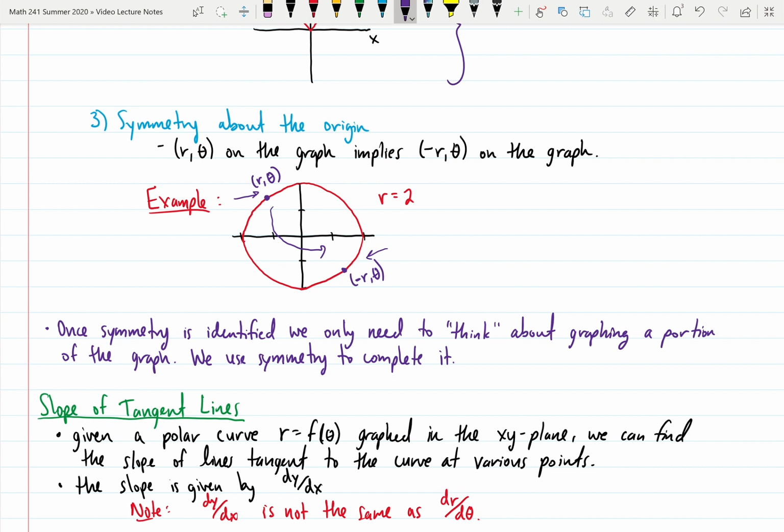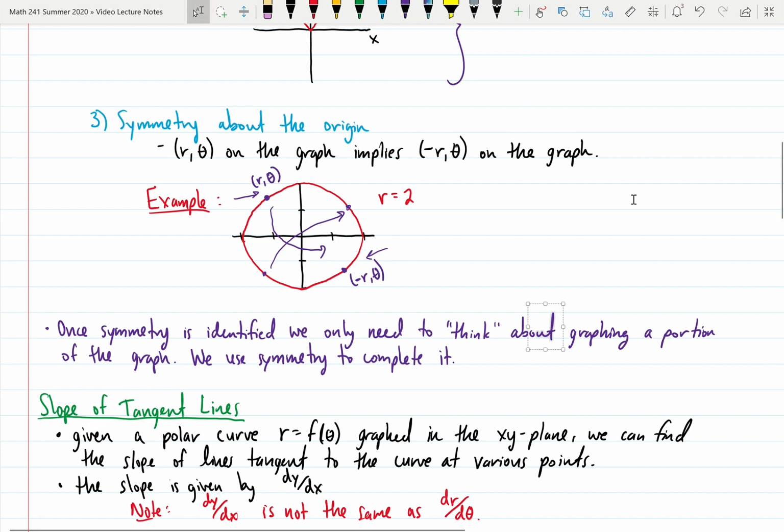And you can check this just by going around the circle. Every time you have an (r, θ) and you reflect across the origin to the other side, that point is also going to be on the curve. So the circle has symmetry about the origin.